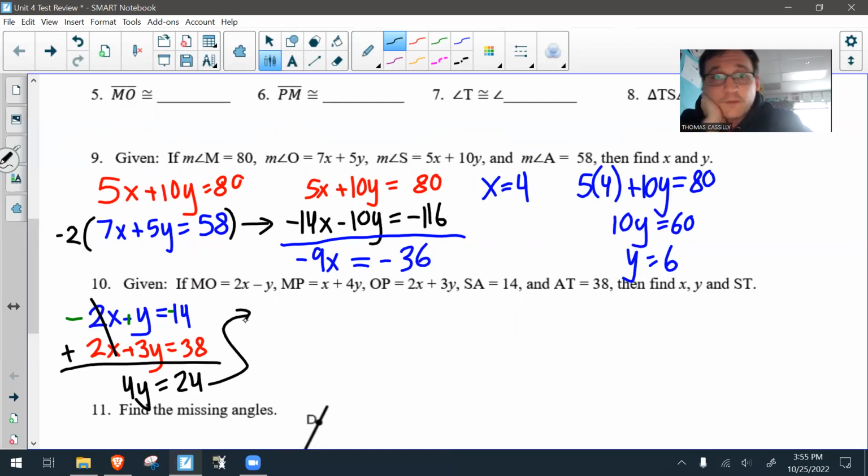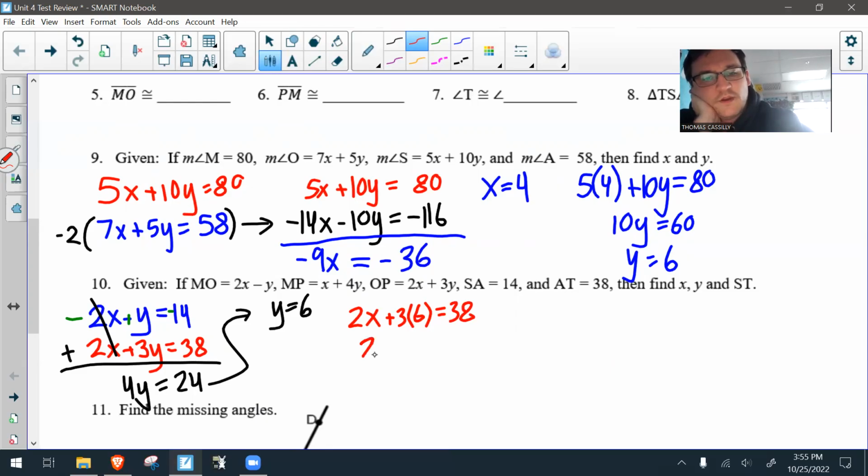Divide both sides by 5, and you get y equal to 6. Therefore, blue equation, red equation, plug in y, it doesn't matter which one. We'll do red, because red's my favorite color. 2x plus 3 times 6 equals 38.